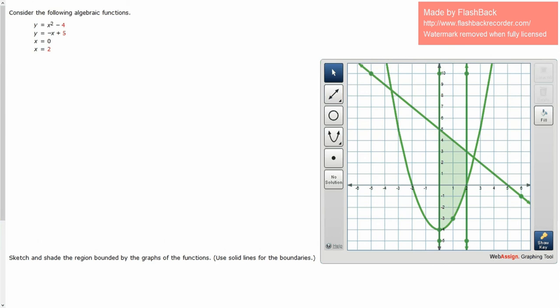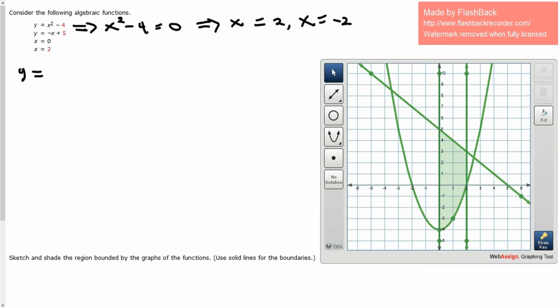So if we look at this graph, what I want to do is take that first function, and if we set that equal to 0, we get x squared minus 4 is equal to 0. And so that implies that we have x equal to 2 and also x equal to negative 2.